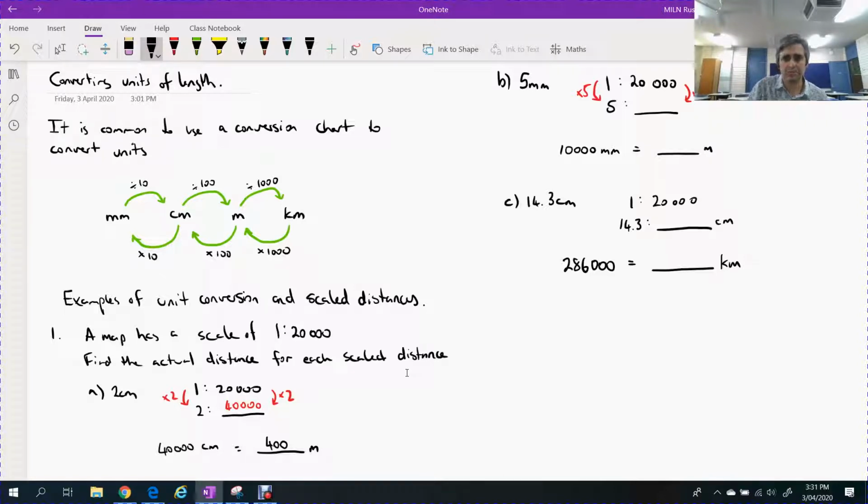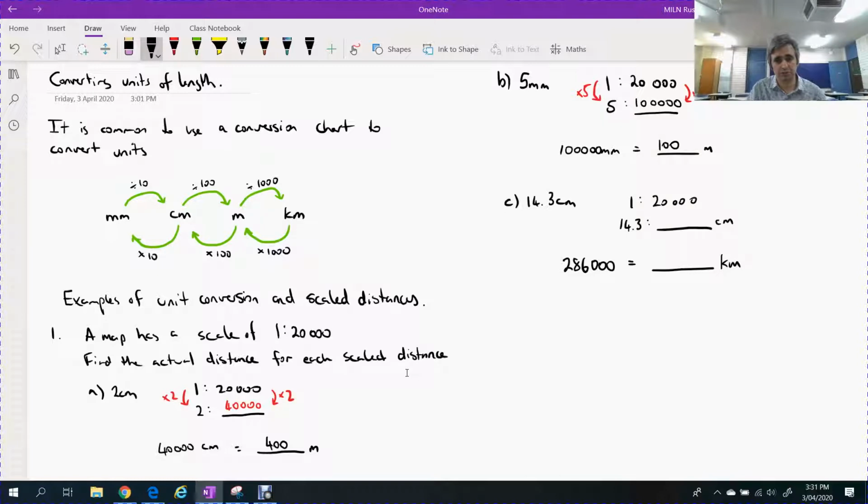Let's have a look at this one. 5 millimetres on this map with a scale of 1:20,000. To get from 1 to 5, we're going to multiply this side by 5, so we'll have to do the same on that side. That would give me 100,000. I think I've left a 0 off, haven't I? There we go, 100,000. 100,000 millimetres. Now to get from millimetres to metres, we're going to divide by 10 and divide by 100. So that's 3 decimal places. 1, 2, 3, we're going to have 100 metres.